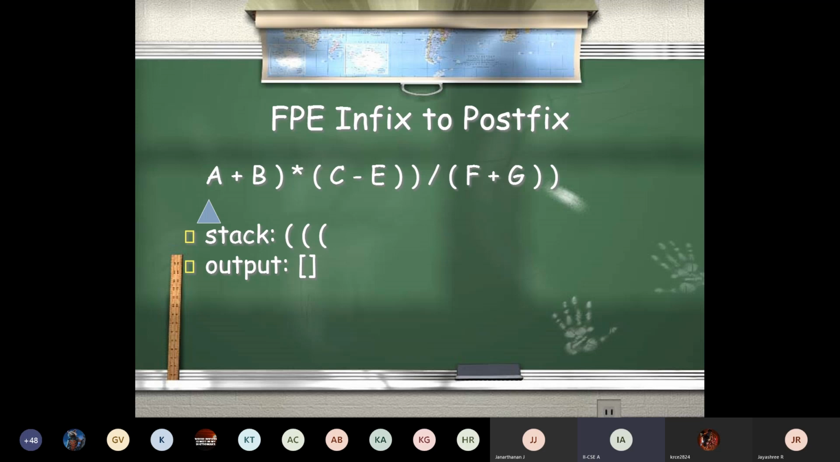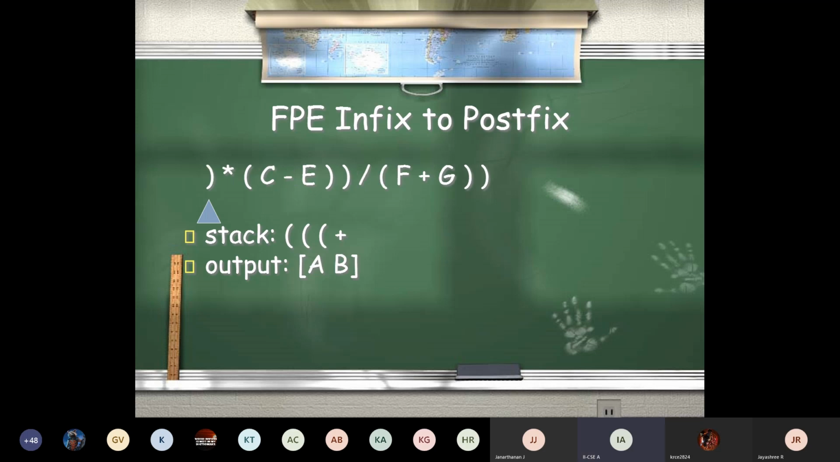Then when I am having an operand A, where should I write it? I should write that A into the output. Your output is going to hold the postfix notation. Then when I am having a plus, I am going to push it into the stack. Once again, when you are having a B, it is an operand, write it into the output.